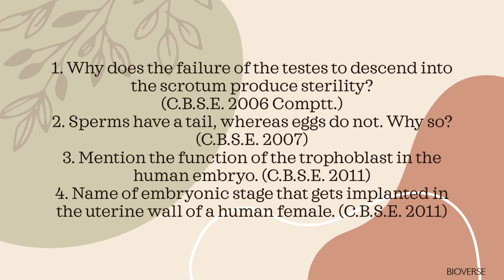Question 4. Name the embryonic stage that gets implanted in the uterine wall of a human female. Answer. The blastocyst is the embryonic stage that gets implanted in the uterine wall.